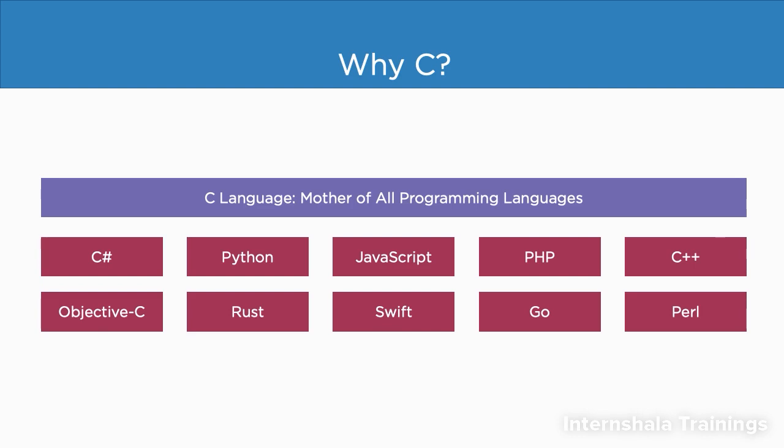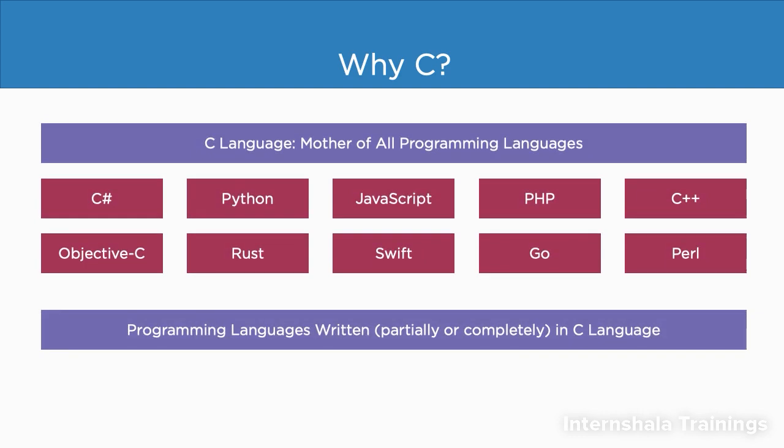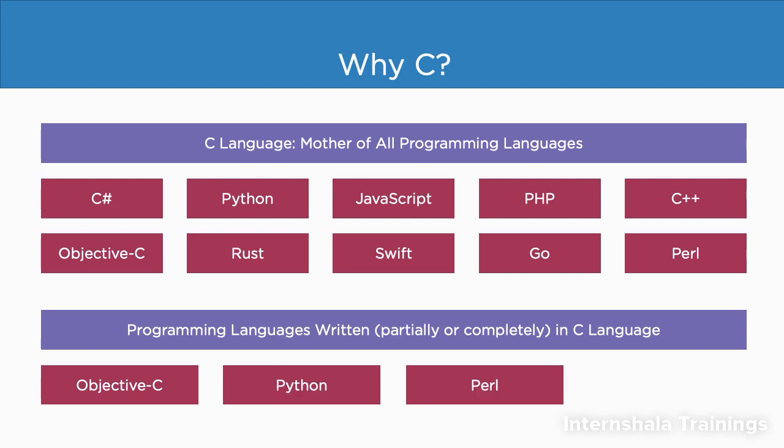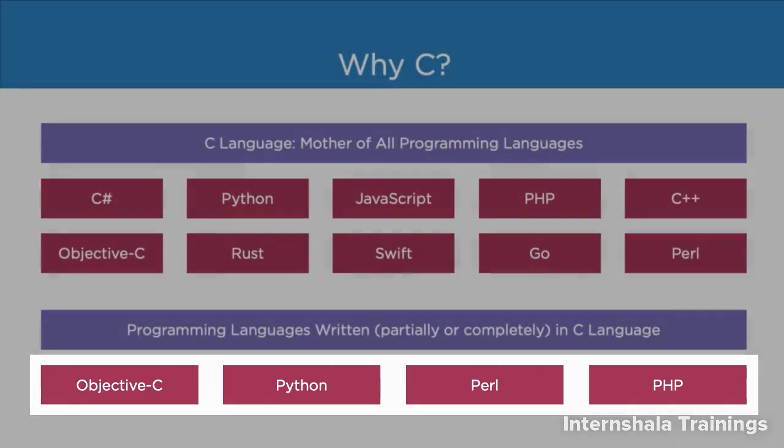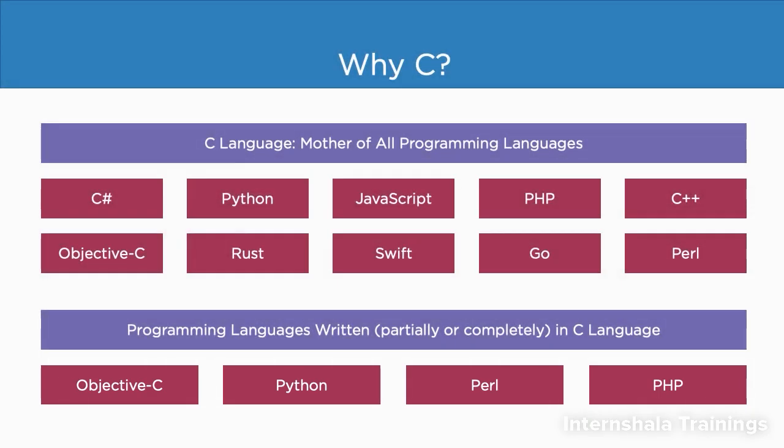Not only this, there are a lot of programming languages whose most of the modules and components are entirely built using C programming language, such as Objective-C, Python, Perl, PHP. In short, it would be justified to say that these languages are built using C language. So now I hope you clearly understand the gravity of C programming language.